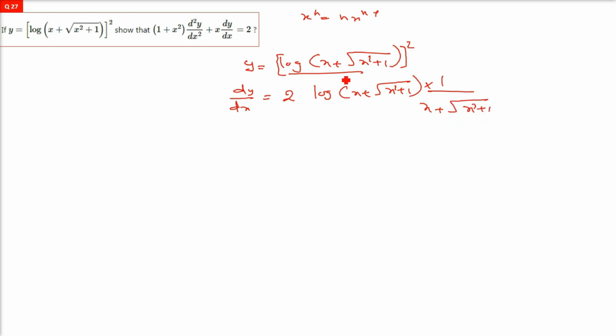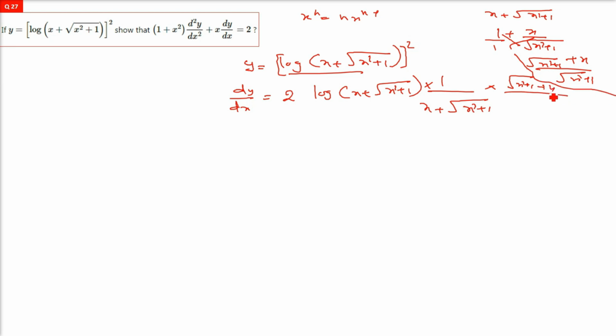Now differentiation of log is 1 by that thing, that is 1 by x plus under root x square plus 1. Differentiation of x plus under root x square plus 1: x is 1 only, and differentiation of under root x square plus 1 will be, we have already done that multiple times, x by under root x square plus 1. Now let us take the LCM here. Just cross multiply and write it in the numerator, and then multiply the denominator and write it in the denominator. So assume this is the content we just got after differentiating x plus under root x square plus 1. This gets cancelled. So finally dy by dx is nothing but 2 log x plus under root x square plus 1, divided by under root x square plus 1.